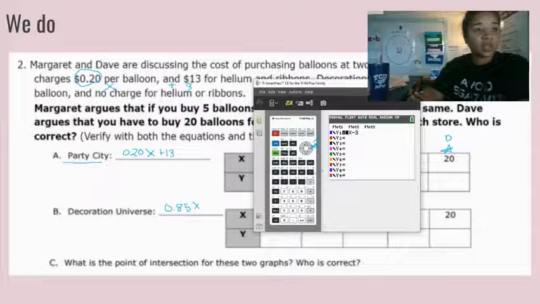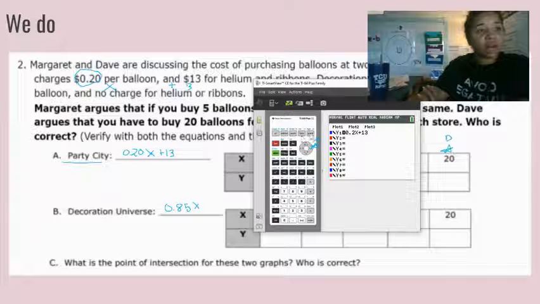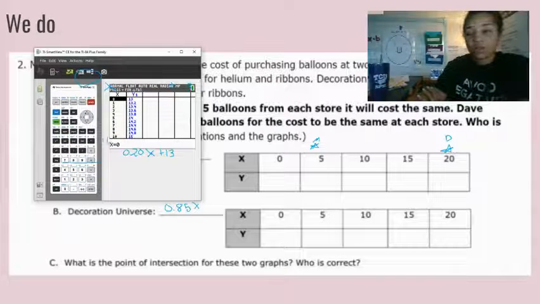So Y equals, clear, and it's going to be 0.2x plus 13. I don't have to include the 0. It's not necessary. And then I'm going to do second graph, and then we can fill in our table. So I'm just going to fill it in with my little pencil thing.